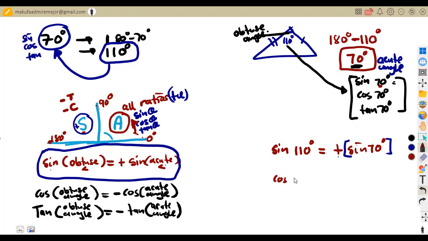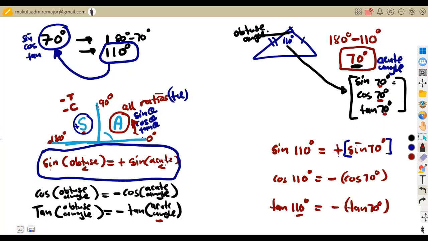If you move on to cos 110 this time, cos of the obtuse angle, 110 is our obtuse angle, is equal to minus, because cos is negative for an obtuse angle. It's only sine that is positive; cos and tan are negative. So cos is going to be the negative of the cos of the acute angle. What is the acute angle there? It's cos 70. So we take the value for cos 70, you multiply it by negative. That is the case. The same thing with tan. Tan is also negative. So you take the value for the acute angle for tan, you multiply it. What is the acute angle of 110? The acute angle there, it's 70. You multiply that value by a negative.